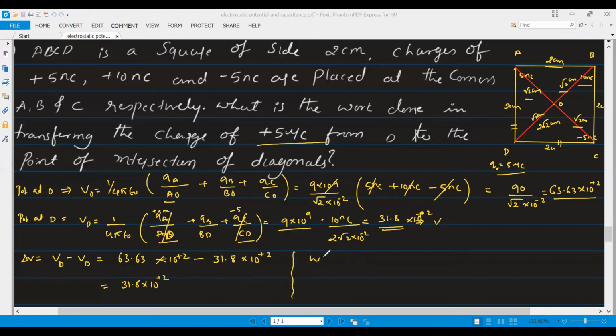Namak bekagirodenu work done. So work done is equal to potential difference into charge. Therefore this is 31.8 into 10 to the power of +2 into charge ಎಷ್ಟಿದೆ 5 microcoulomb. So 5 into 10 to the power of -6 coulomb. This is going to be 159.1 into 10 to the power of +2 -6. This is a -4 joules. This will be our final answer.